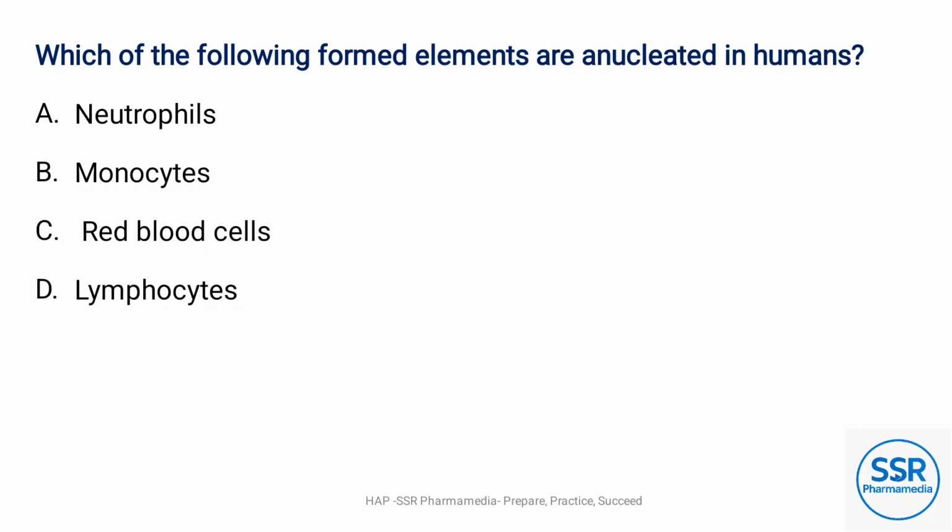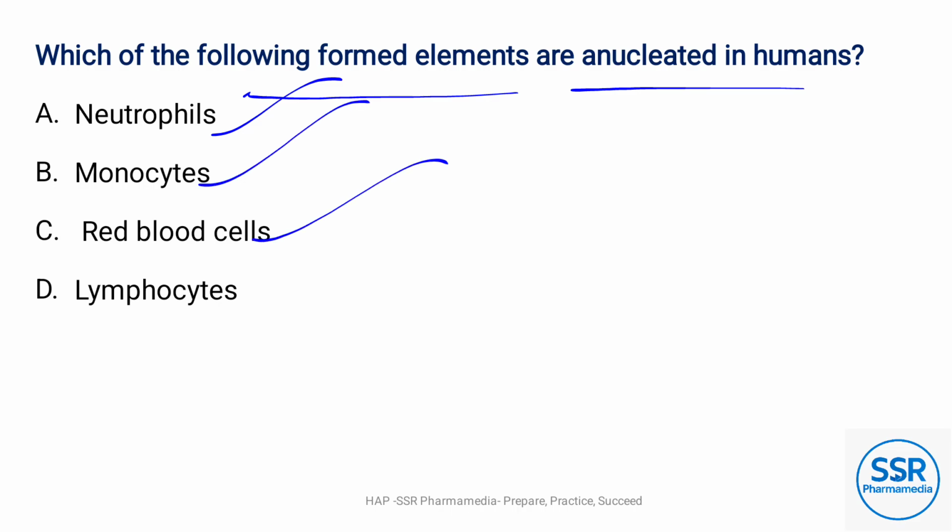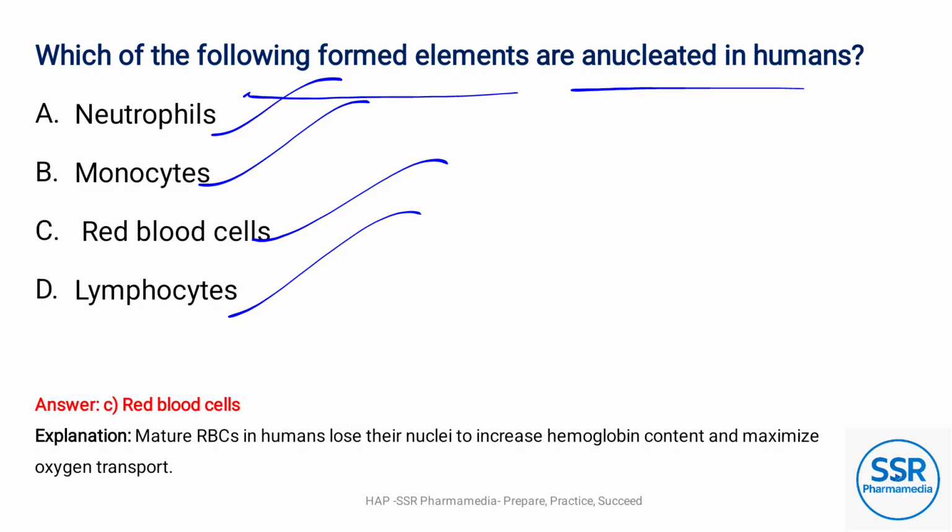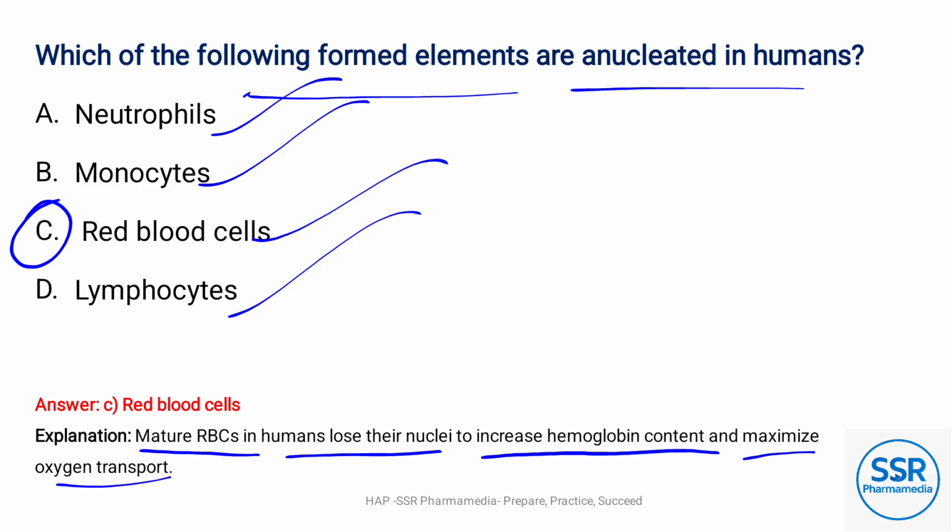Next, which of the following formed elements are anucleated in humans? Option A, neutrophil. Option B, monocytes. Option C, red blood cell. Option D, lymphocytes. The answer is option C, red blood cells. Mature RBCs in humans lose their nuclei to increase hemoglobin content and maximize oxygen transport.